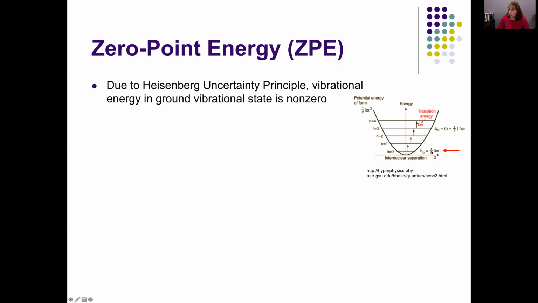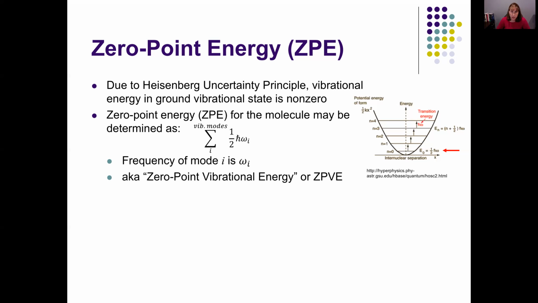And so we need to account for this, because that means that even at 0 Kelvin, all of our molecules are vibrating. And so they've always got this bit of vibrational energy that we need to treat. Now we can determine what this zero-point energy is. Basically, we'll take all of these different zero-point energies for all of the vibrational modes of the molecule and we'll add them up. And so we'll just sum over all of our vibrational modes. We'll have this 1/2 h bar omega_i, where that's the frequency of mode i.